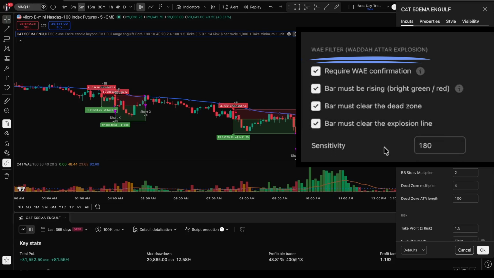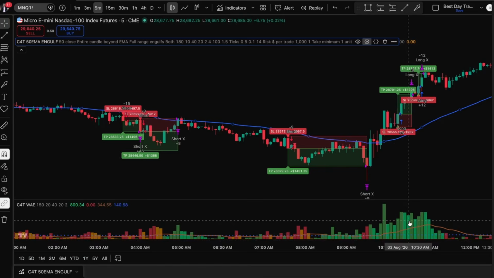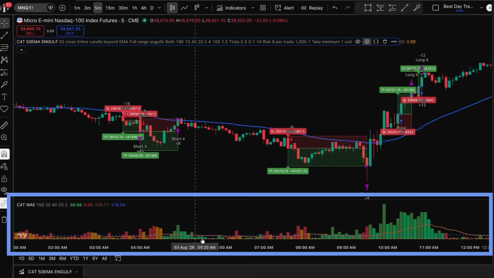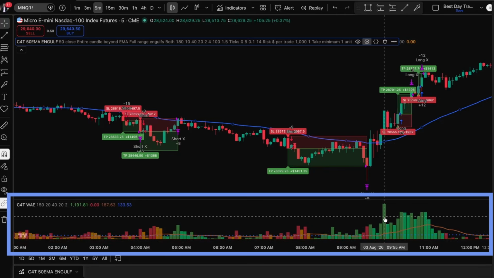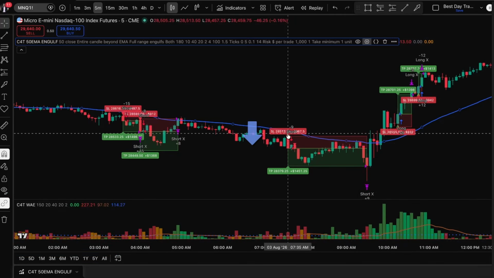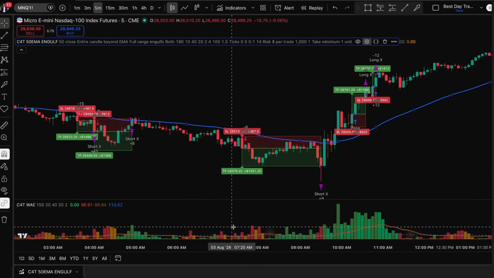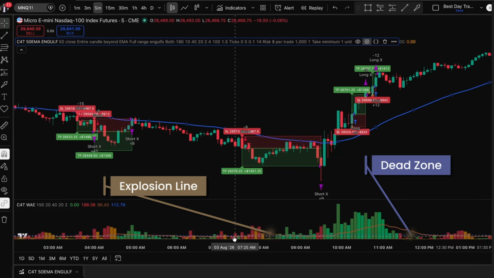This is a very important section, the Waddah Attar Explosion filter, which is this piece down here. It's coded already in the strategy itself, but I did create a separate indicator here so you can see it visually. Whenever you get the actual trading signal, in this scenario for the short, the price needs to engulf, but the explosion indicator, as you can see down here, has to be above the explosion line and above the moving average, which is the orange line itself. Once those conditions are met, you'll take the trade.